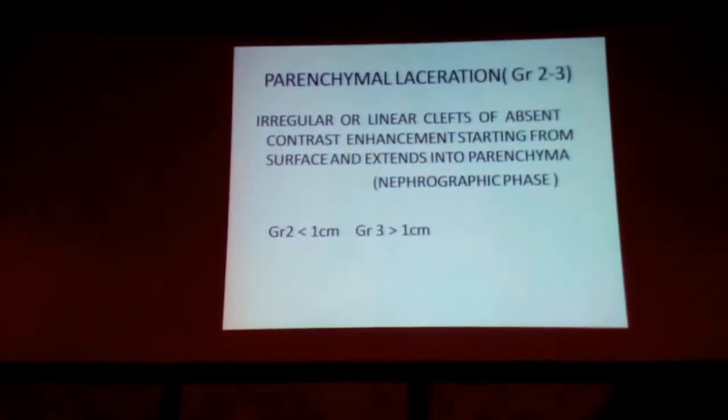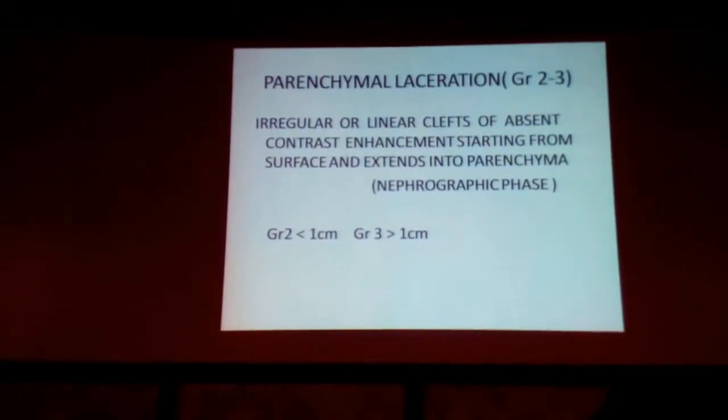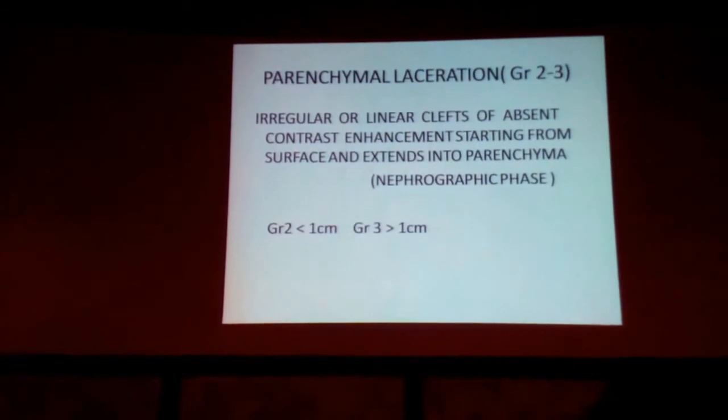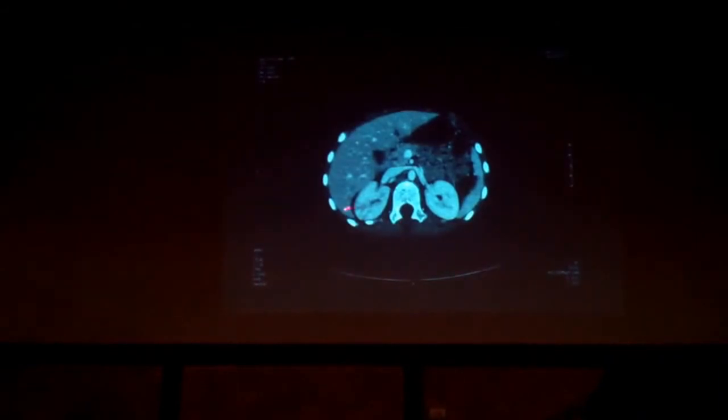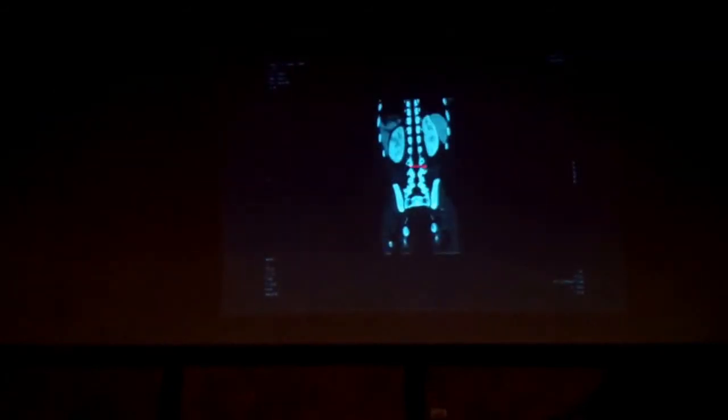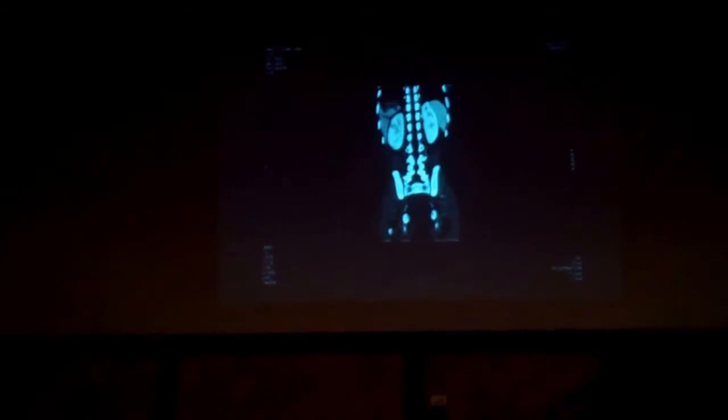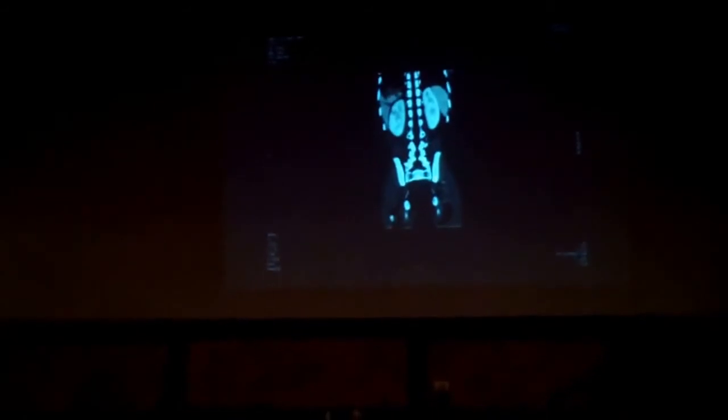Next is parenchymal contusion, grade 2 or 3. Linear low attenuation areas, less than 1 centimeter. Let us see how it looks here. Small hypodense areas here, like these two areas. Contusion, parenchymal laceration here. This patient has bilateral injuries, on both sides. Associated liver injury is also there.